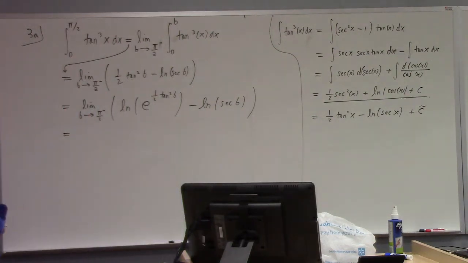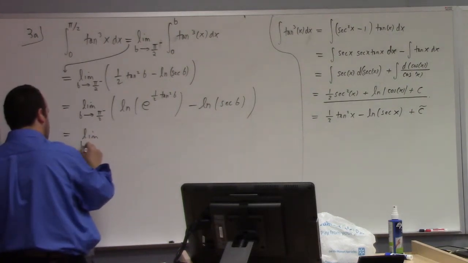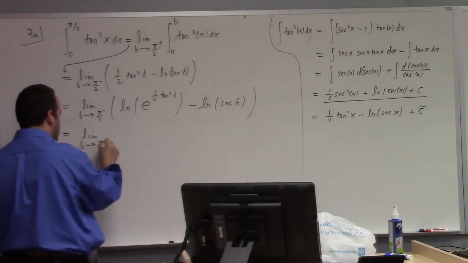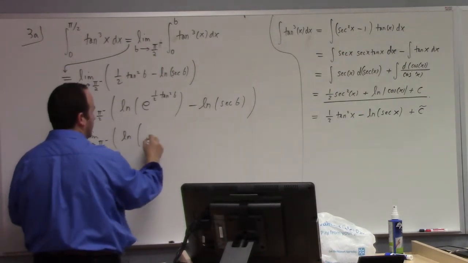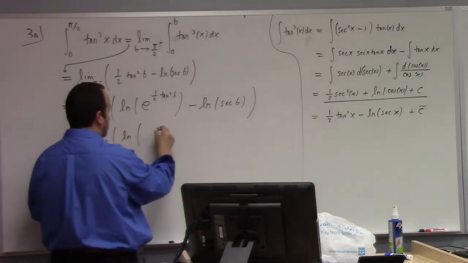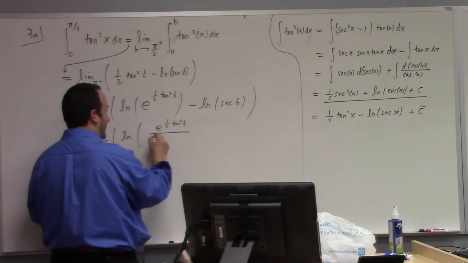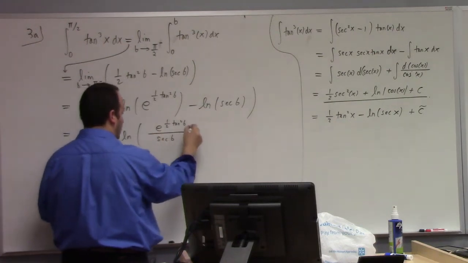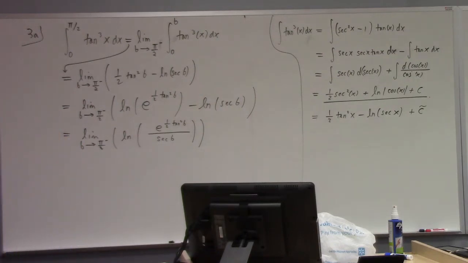So we can use this identity because the tangent's positive, so I can do that. Well, and then what do you got? We can use properties of logs. That's the natural log of what? E to the 1/2 tangent squared b divided by secant b. Now the thing inside the log, what's that?